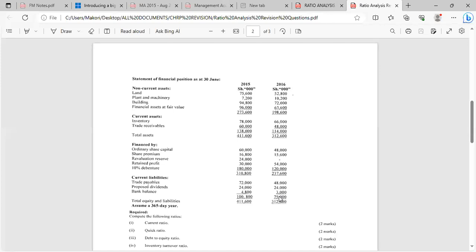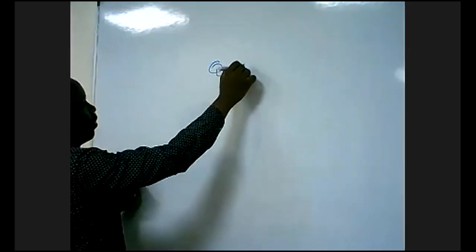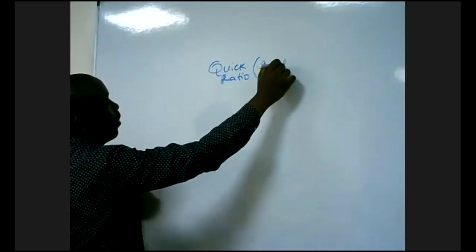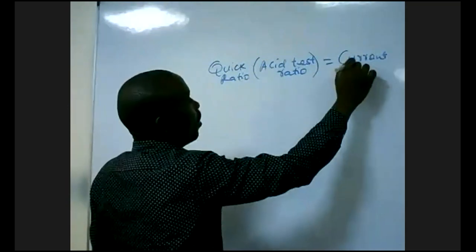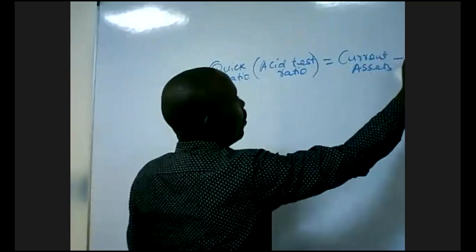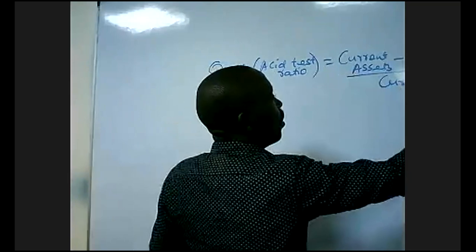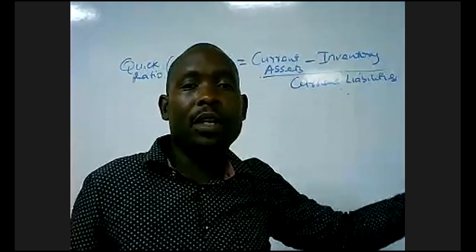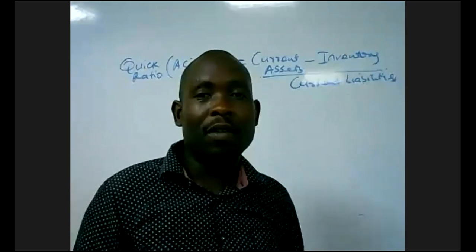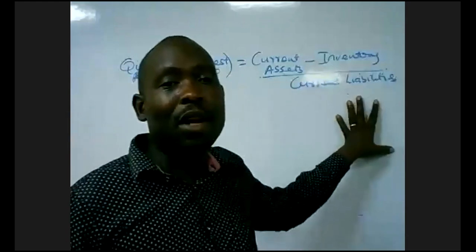Column 2, the quick ratio. Remember we said the quick ratio is the modification of the current ratio. You take the current assets, then you deduct the inventory or the stock. I've told you the reason why we deduct the inventory is that some inventory items overstay in the business, and therefore we disqualify them from being current assets. So we remove them from the current assets. Whatever we get after subtracting, we divide by the current liabilities.